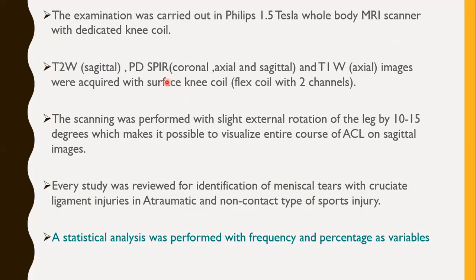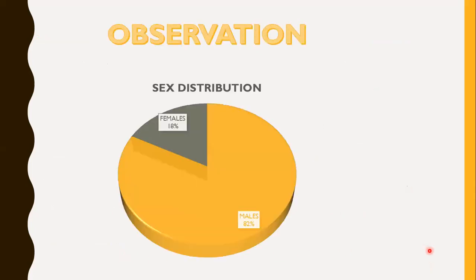The examination was carried out in a Philips 1.5 Tesla whole body MRI scanner with a dedicated knee coil. The scanning was performed with slight external rotation of the leg by 10 to 15 degrees, which makes it possible to visualize the entire course of the ACL on sagittal images. Every study was reviewed for identification of meniscal tears with cruciate ligament injuries in atraumatic and non-contact type of sports injury. A statistical analysis was performed with frequency and percentage as variables.